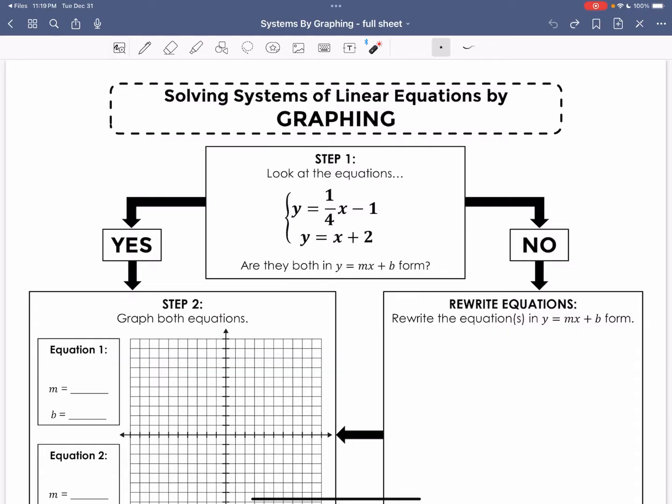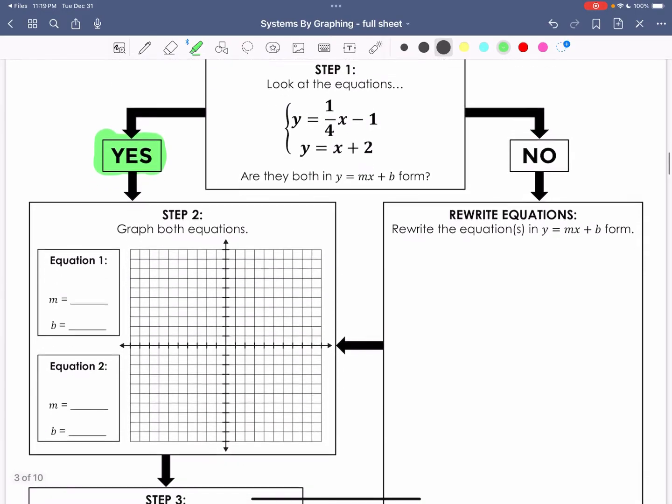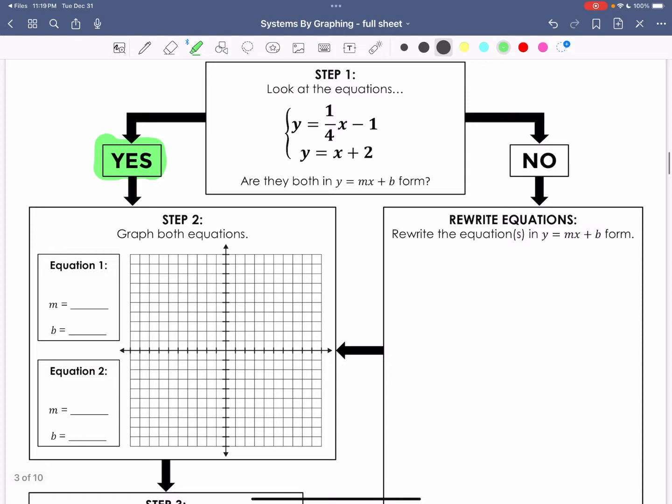A really good tip is if you just have a plain old y equals, you are good to go. So we are going to go down the yes path because these are indeed both in slope-intercept form. And so it says, okay, go ahead and actually graph both of these equations. Before we do that though, I am going to identify some key features of each equation.